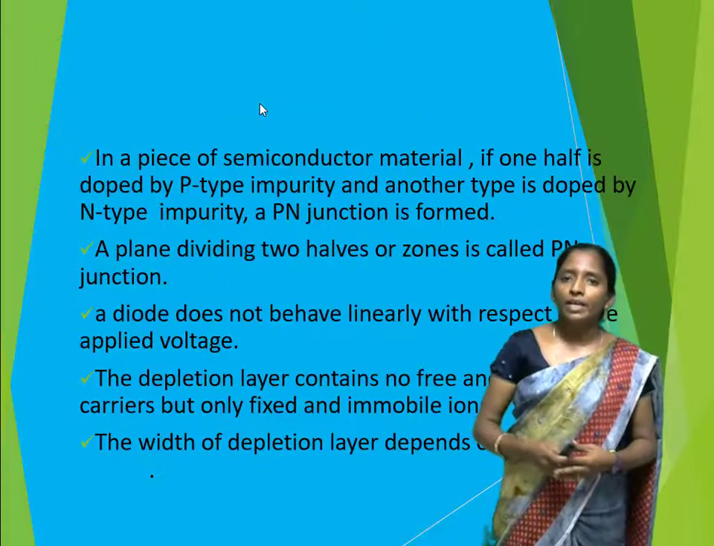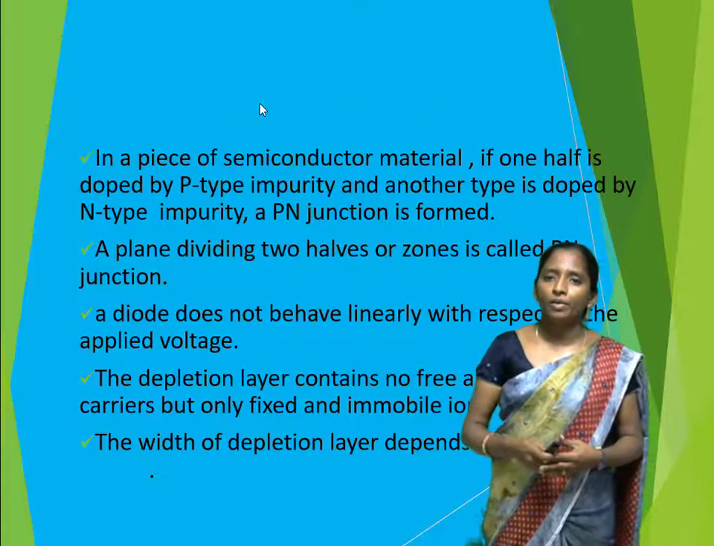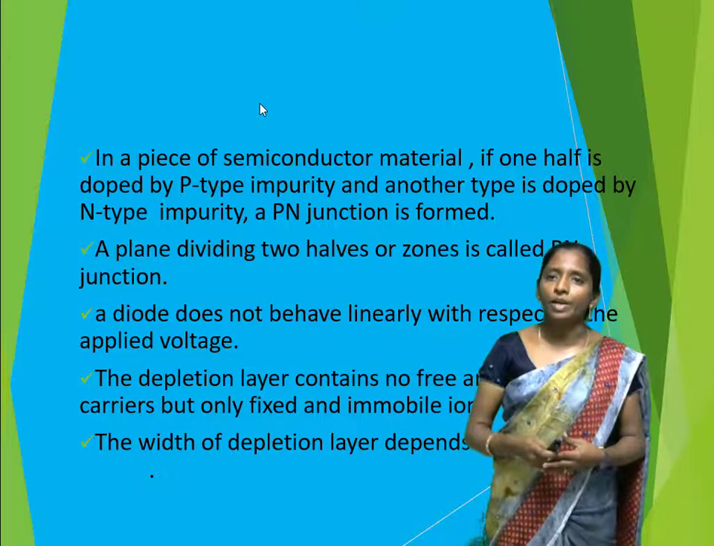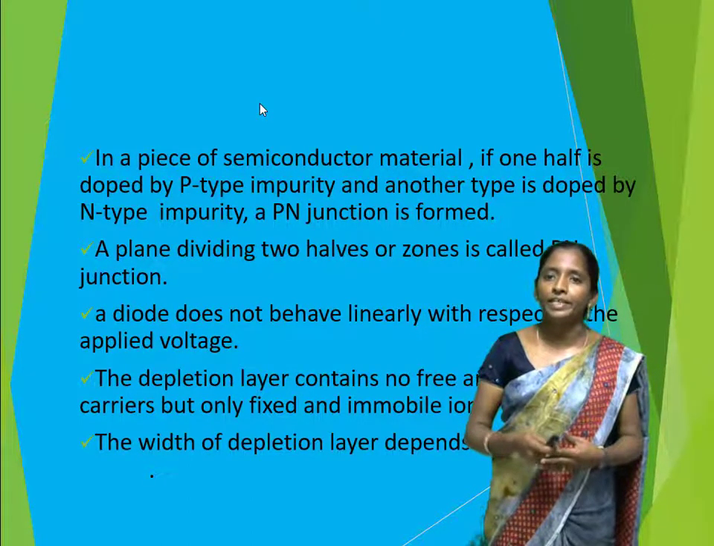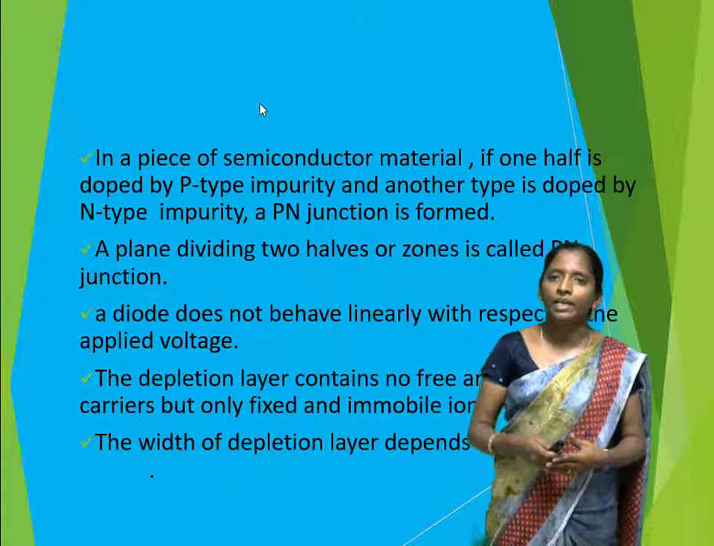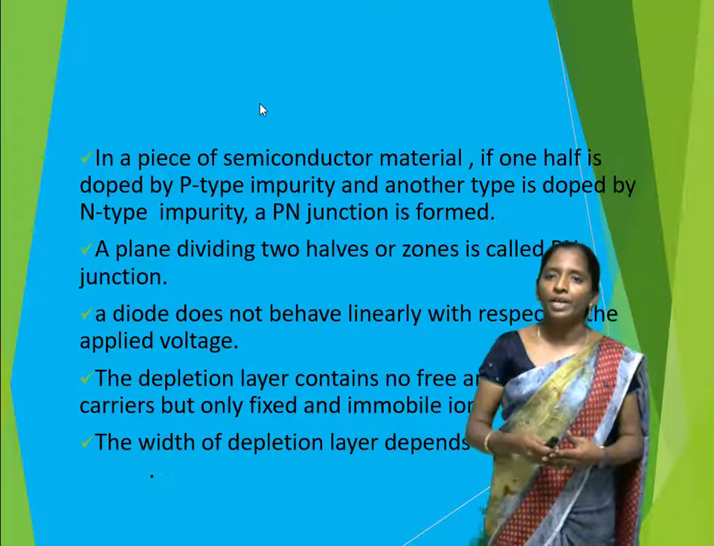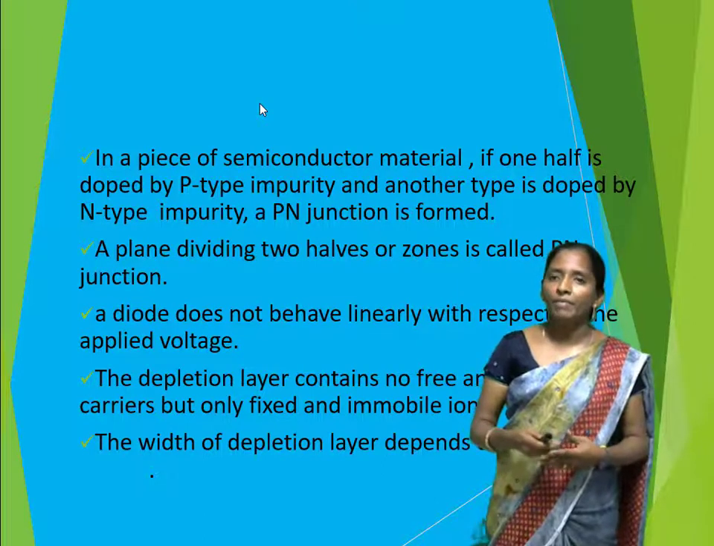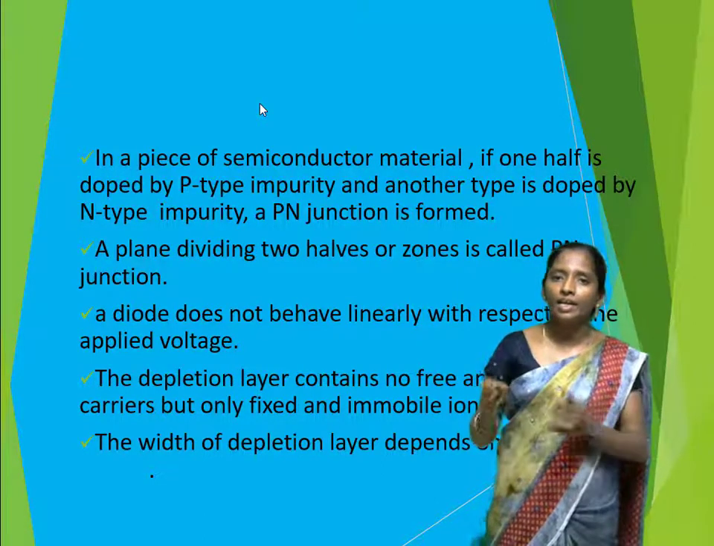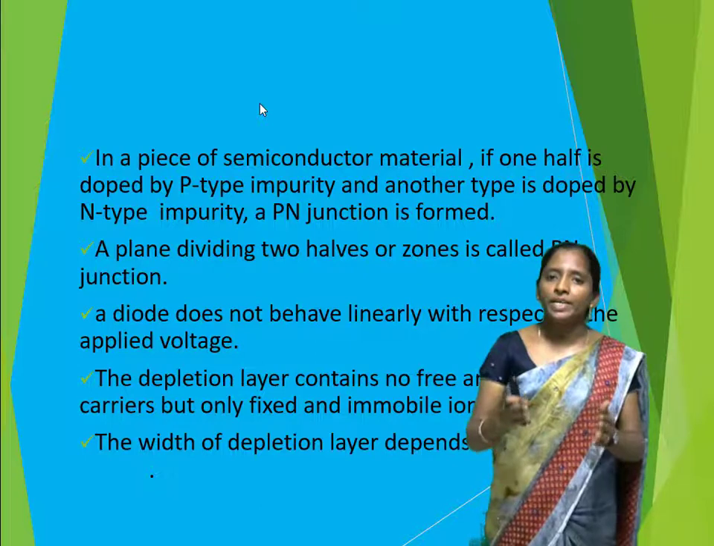To form a PN junction diode, a piece of semiconductor material, an intrinsic semiconductor, is taken. One part is doped with p-type impurity and another part is doped with n-type material. Then a PN junction is formed. The plane dividing the p-type material and n-type material is known as the PN junction.